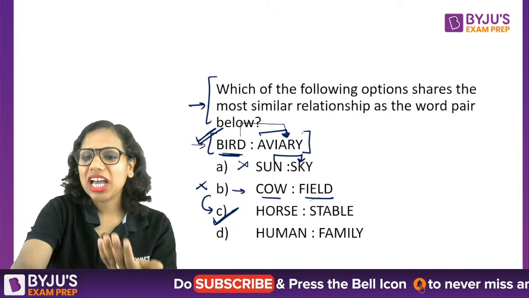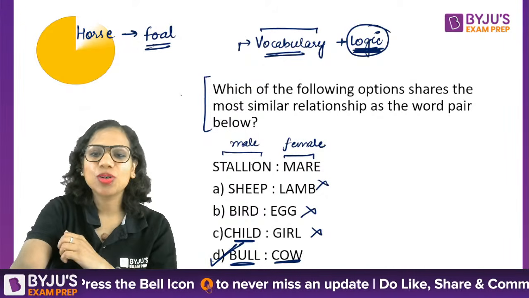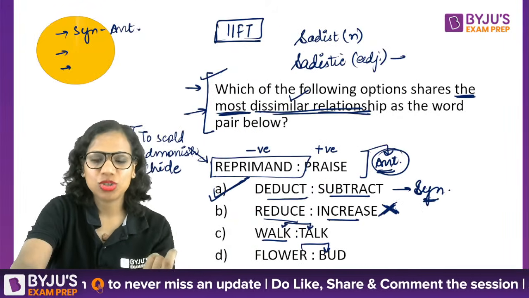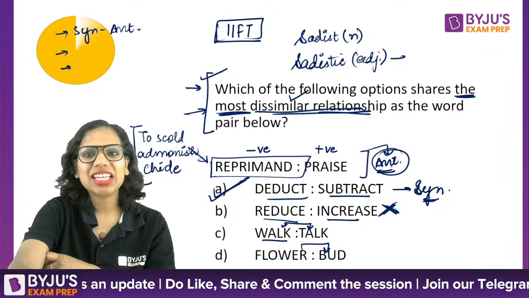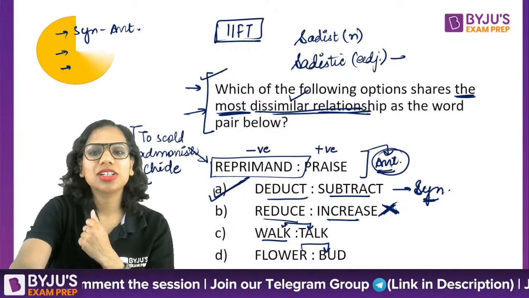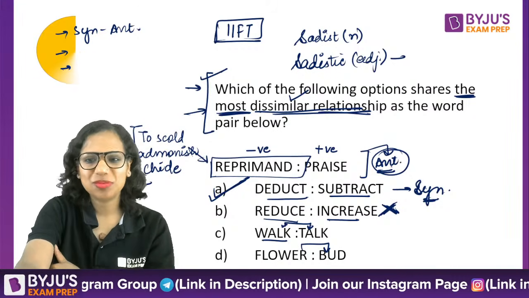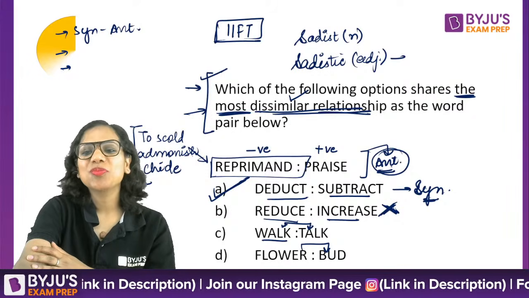Okay, so for instance, stallion is to mare. A lot of you made the mistake of thinking that it is the young one, but it's the male-female relationship that exists here. We've learned so many words for scolding. So the next time you scold someone or you are scolded by someone, don't say that my mom scolded me. Say she admonished me, she reprimanded me, she chided me. So use these words.